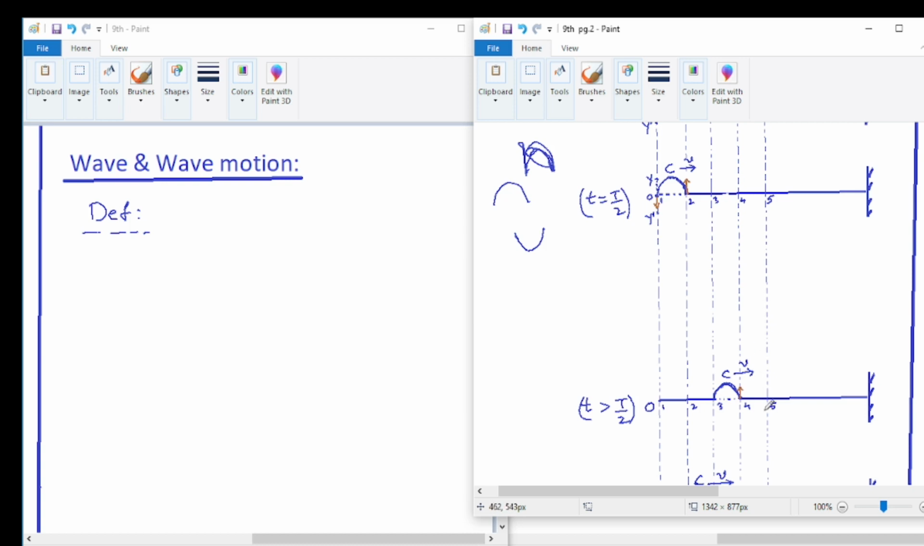So even if one particle is stopped from vibrating, for example, if with two fingers you hold the string at this point and don't allow it to vibrate here, then the wave will not go beyond this point. Without vibrations of particles, wave travel is never possible. You just hold the string here, and immediately the wave will be stopped. It can't go beyond this.